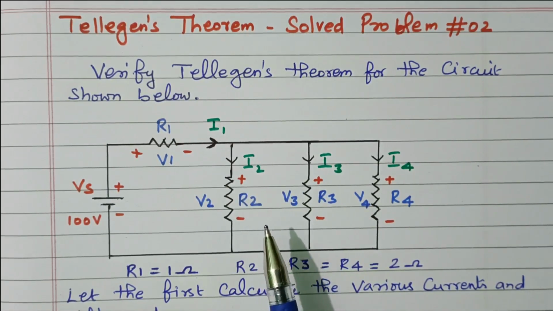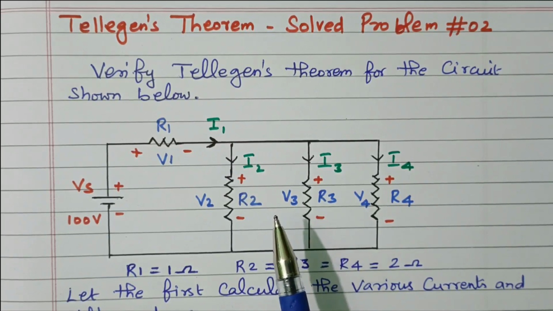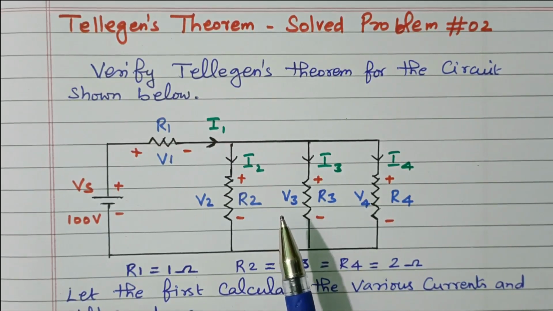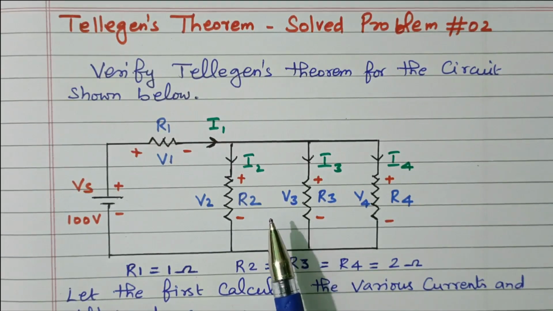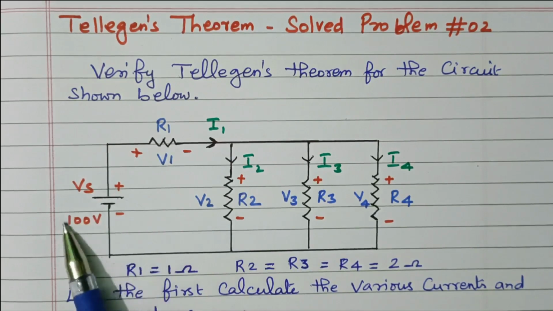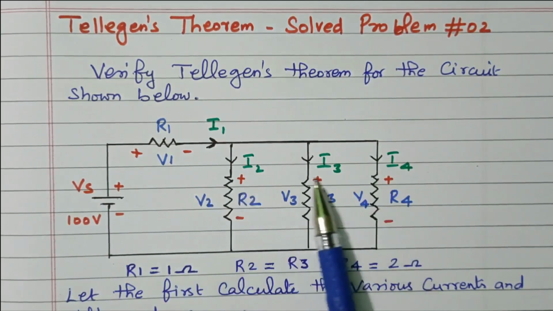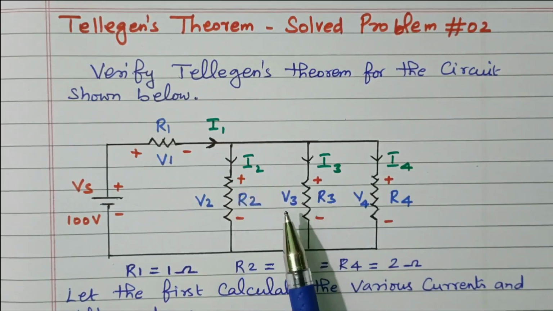That is the statement of Tellegen's theorem, and the circuit should also satisfy KVL and KCL, Kirchhoff's voltage law and Kirchhoff's current law. So in this circuit we need to verify that the power delivered by this source is equal to the power absorbed by these resistive elements. We need to verify, right?